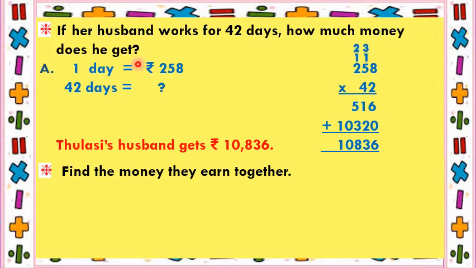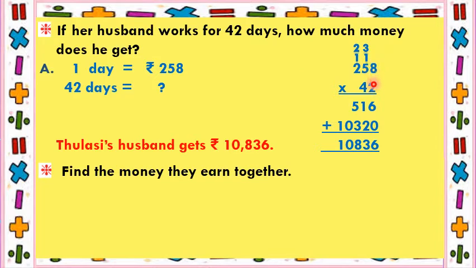Now as we know, Karunya gives Tulasi's husband rupees 258 for 1 day. So for 42 days, how much money will he get? Using cross multiply and divide, we will multiply 258 with 42.